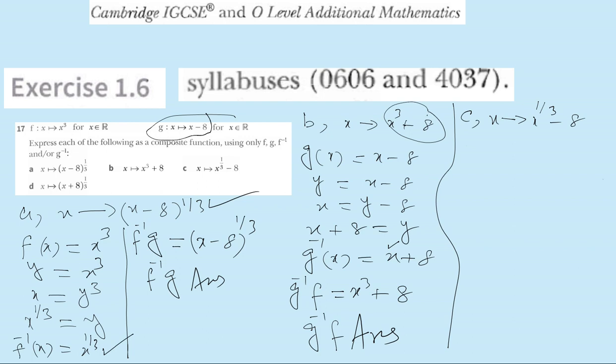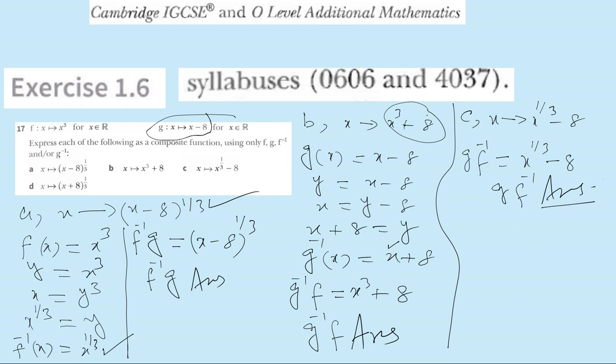So if we find g of f inverse, it means what is g? G is x minus 8. So we have to replace this x by f inverse. What is f inverse? X to the power 1 upon 3, and in g there is minus 8. So x to the power 1 upon 3 minus 8 is the composition g f inverse. This is the answer.